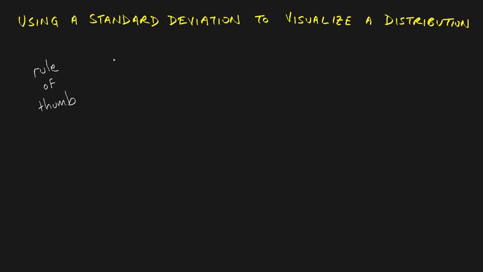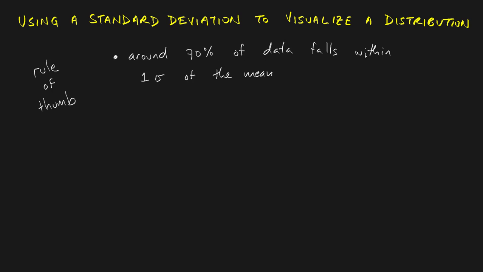And it's pretty simple. There's just 2 points. The first point says that if you know what the mean and the standard deviation are for a set of data, you can expect that around 70% of your data will fall within one standard deviation of the mean.